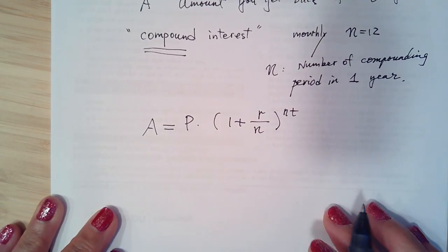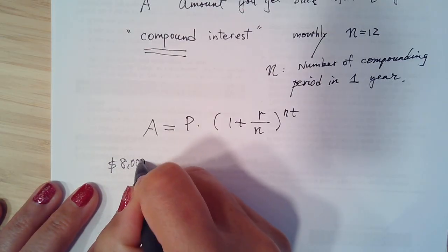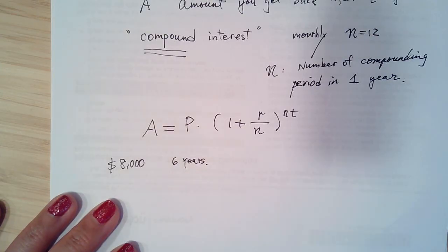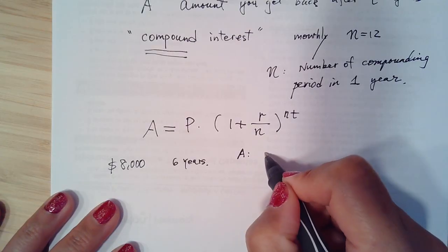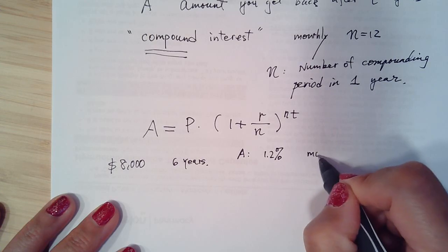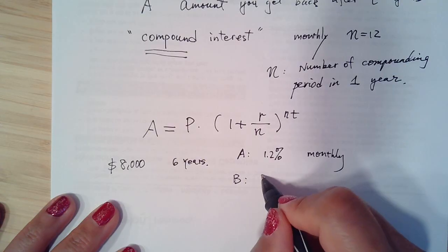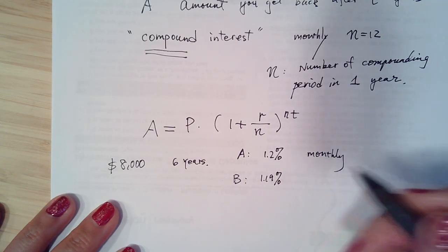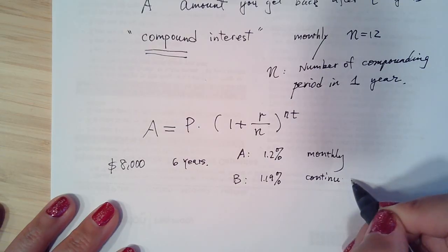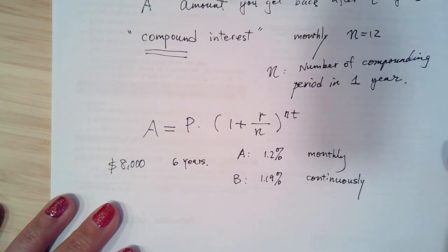Okay, so let me give you one example. You put $8,000 in a bank for 6 years. Bank A pays a 1.2% interest rate per year, compounded monthly. And bank B pays 1.19%, slightly less, but compounded continuously. Which one should you choose, which means which one is better?